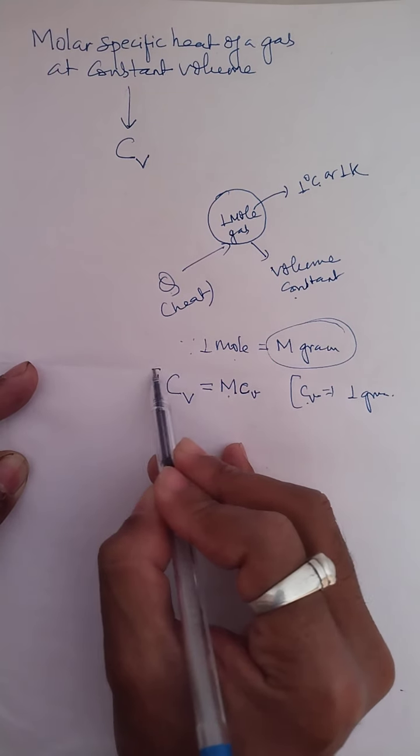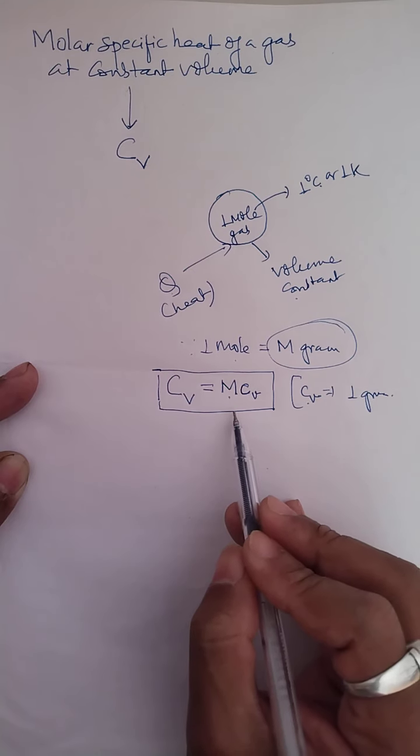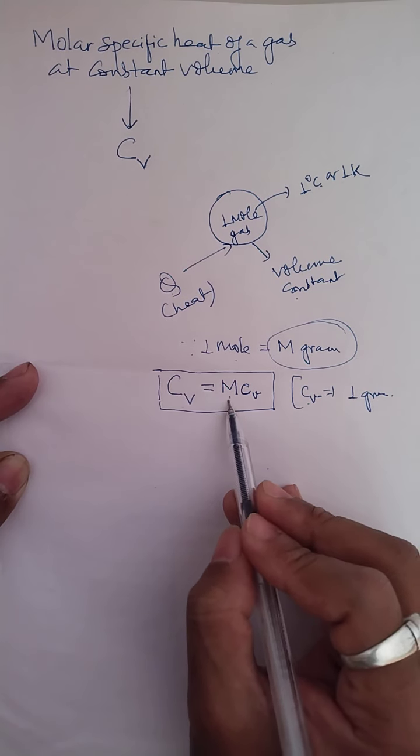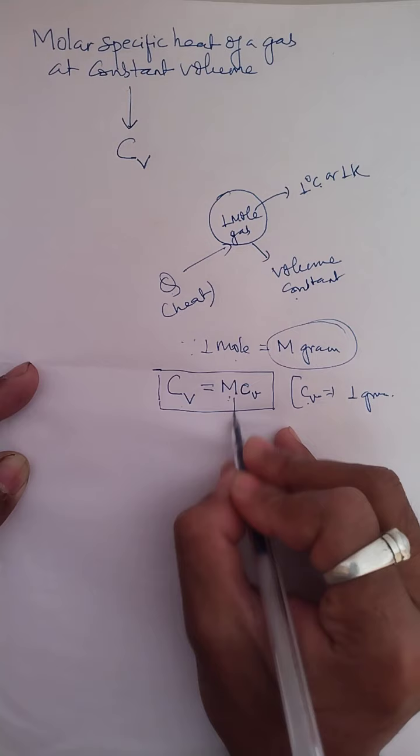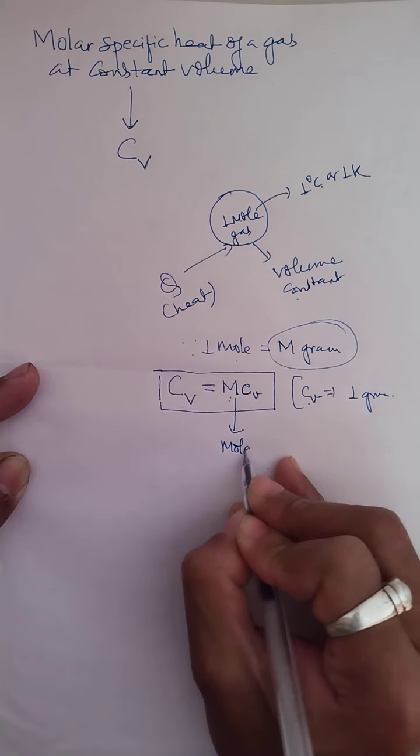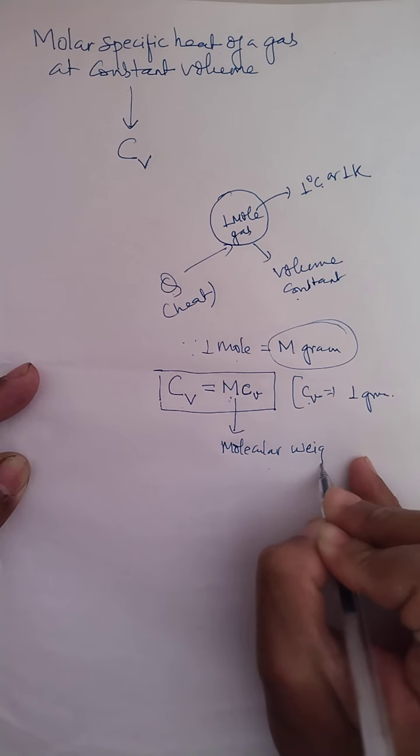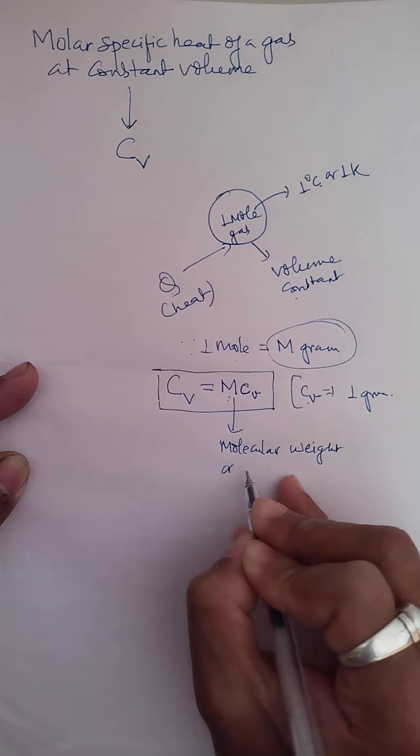That gives the molar specific heat of gas at constant what? Volume. So capital Cv equals M times small letter cv, and this M is actually called what? The molecular weight of the gas.